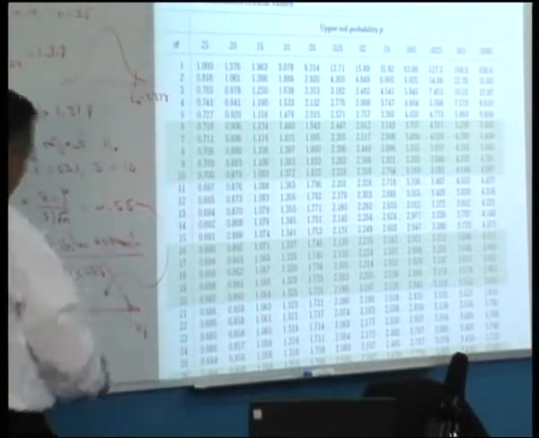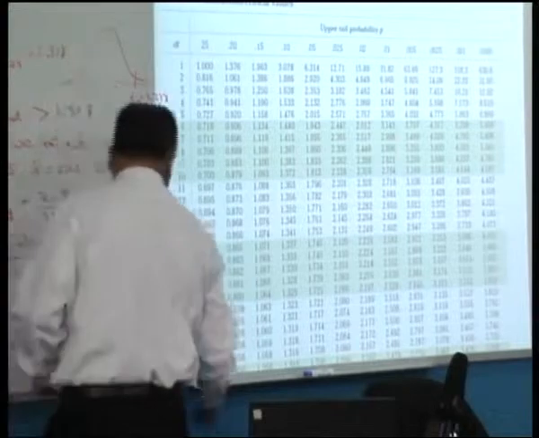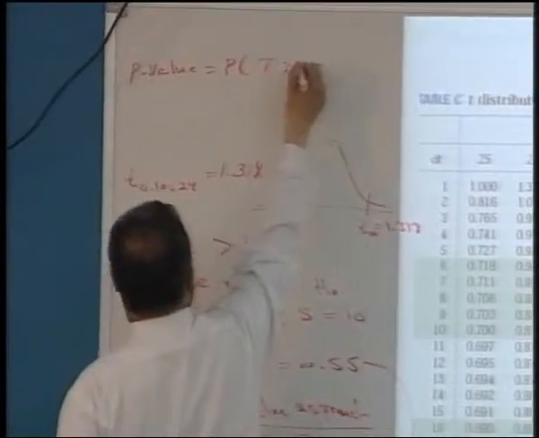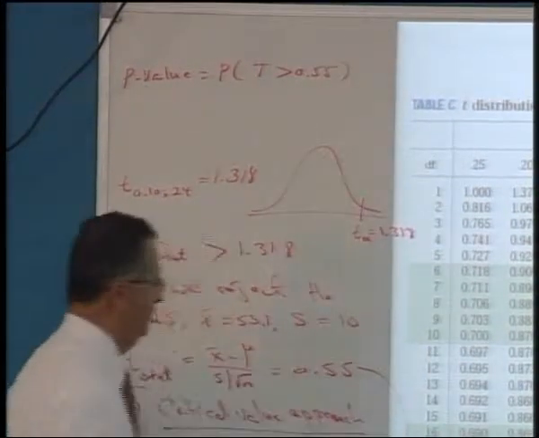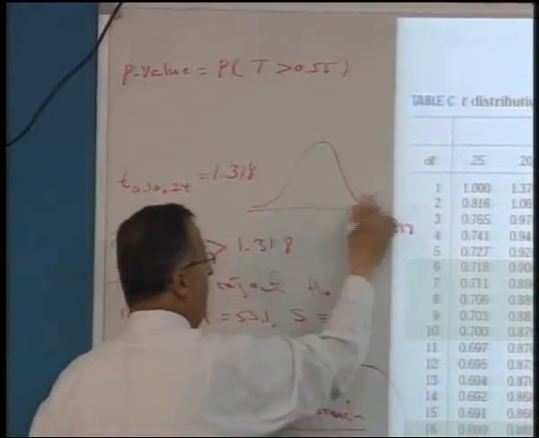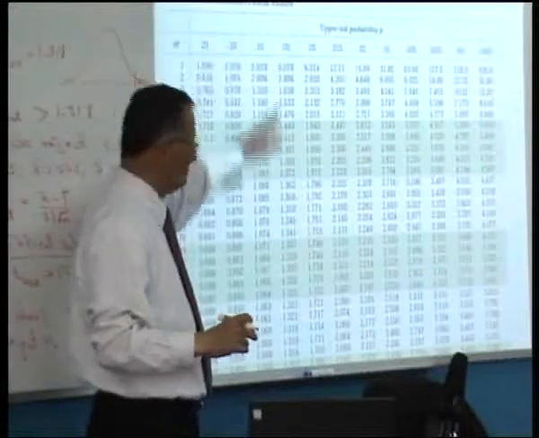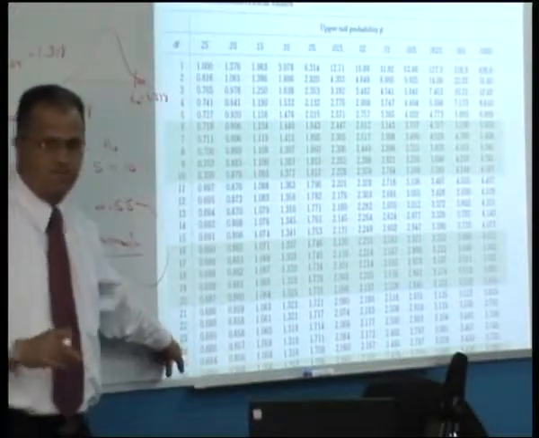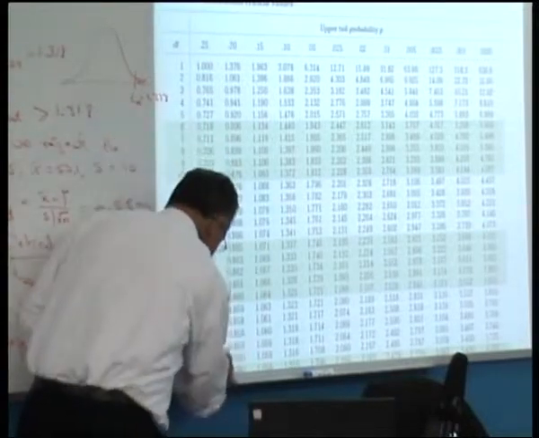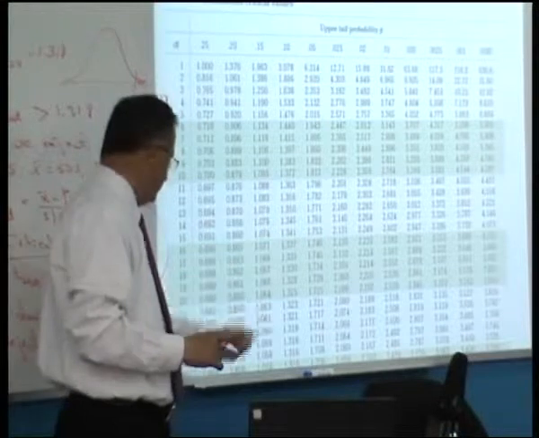So my p-value again is the probability of t greater than 0.55, because the t statistic is 0.55. Now let's compute this area above 0.55. If we have the t-table, 24 degrees of freedom, we are looking for 0.55. The first value here is 0.685. The next one is 0.8, so it's increasing.